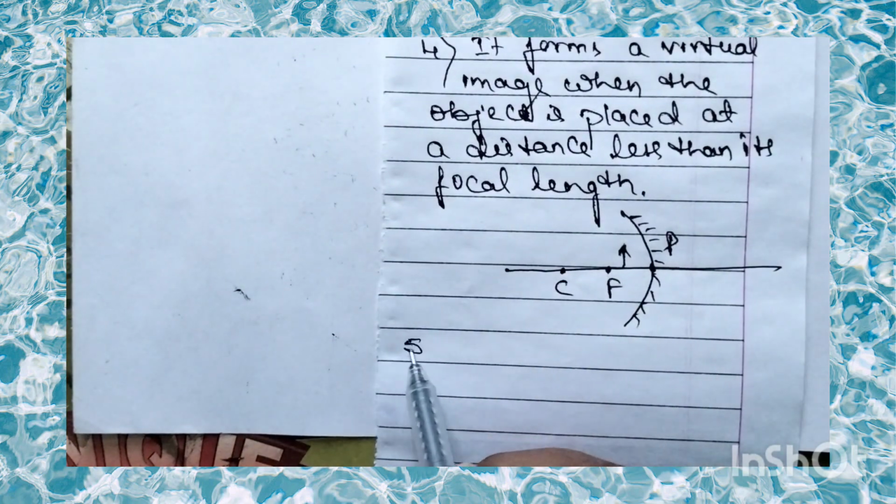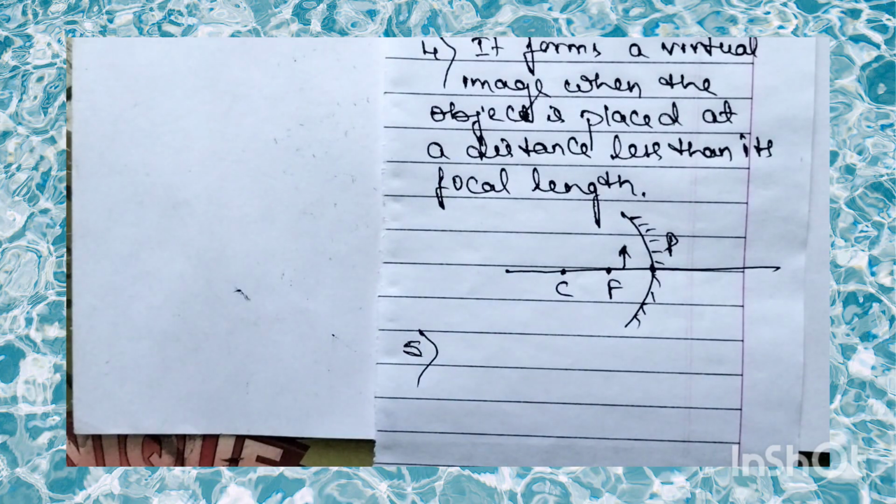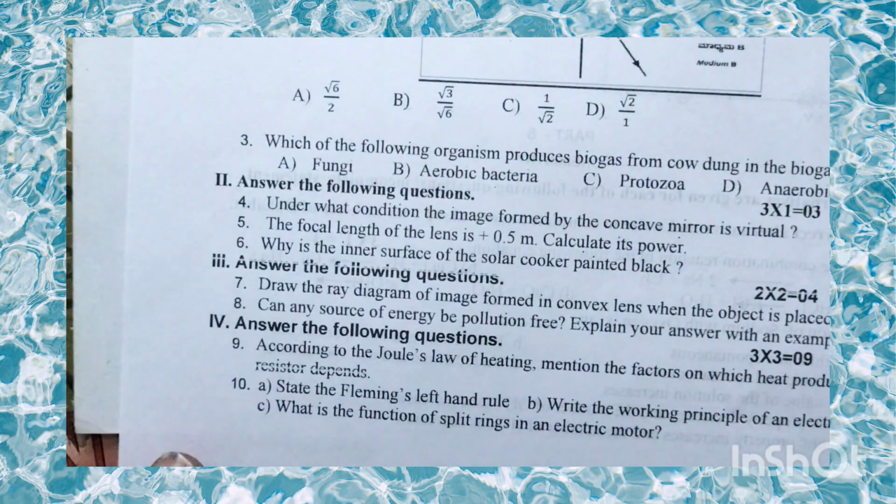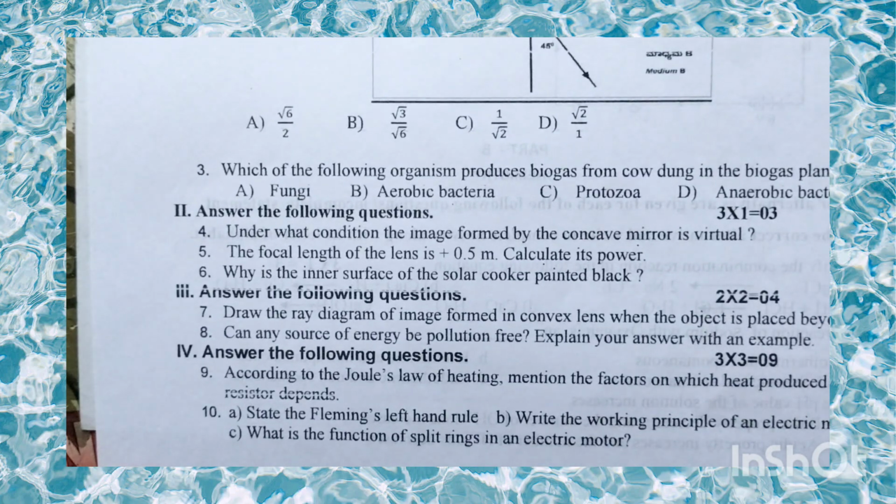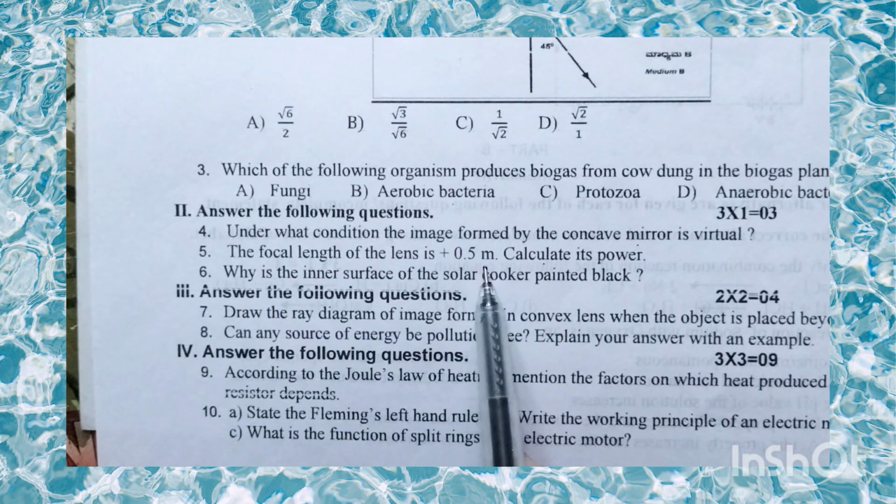Now let us move to the fifth question. What is the fifth question? Let us see it. The fifth question is a problem. The focal length of a lens is plus 0.5 meter.